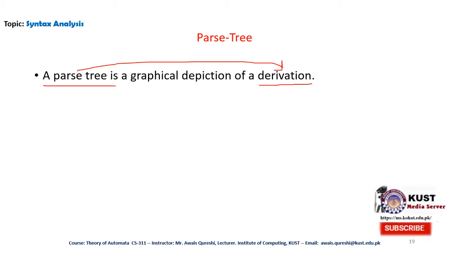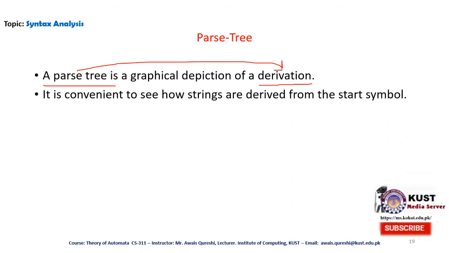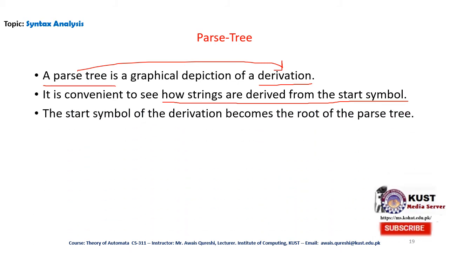A parse tree is a graphical representation of a derivation, and it is convenient to see how strings are derived from the start symbol. This is the main purpose of the parse tree: with its help we can see how strings are derived from the start symbol. And the start symbol of the derivation becomes the root of the parse tree. Here the start symbol means where we started our derivation, either leftmost or rightmost. In that case, the start symbol will always appear as the root node of the parse tree.